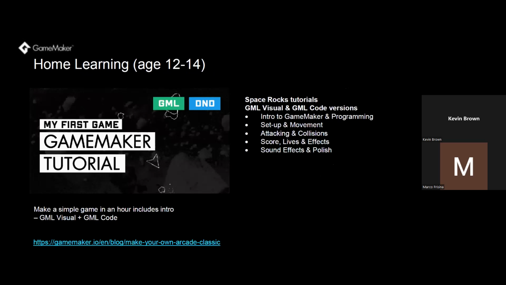It covers both GML Visual and GML Code, so you can make the game in either, or you can make the game in GML Visual and then remake it in GML Code to better understand how the logic translates. And this is an official tutorial made by one of our community educators, who goes by the name Friendly Cosmonaut. So it also helps to introduce a different teaching style and includes an intro to GameMaker itself.